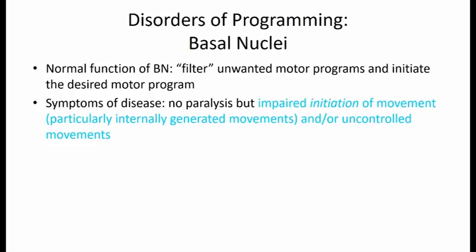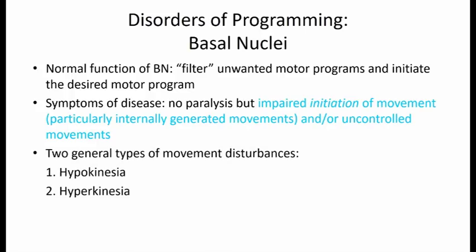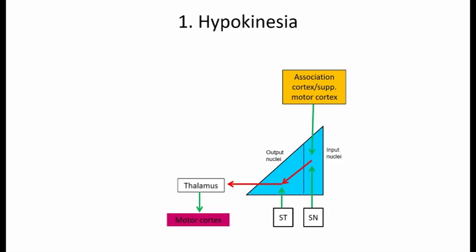These symptoms can be grouped into one of two categories: hypokinesia or hyperkinesia. And the movement problem that someone will have will depend on which part of the basal nuclei is affected. So let's start with discussing hypokinesia. Now, this here is our normal basal nuclei circuitry that we've discussed previously.